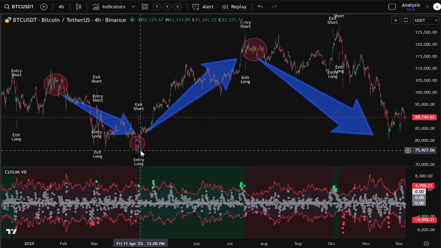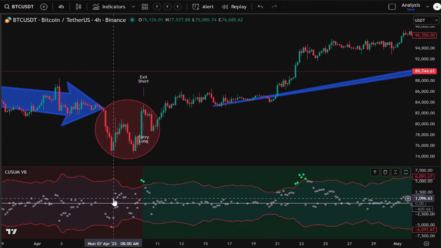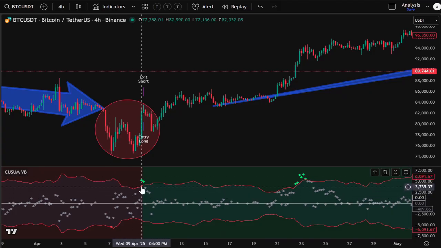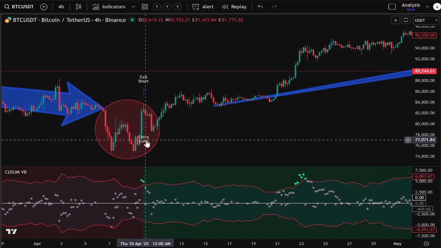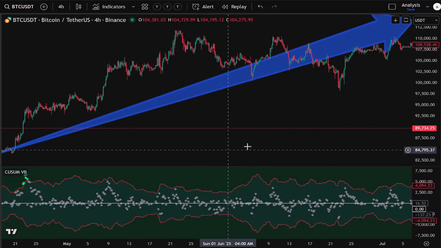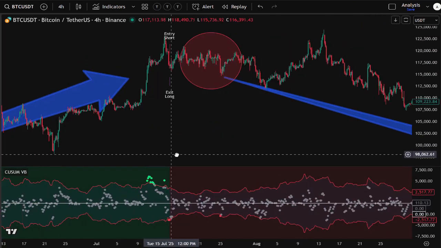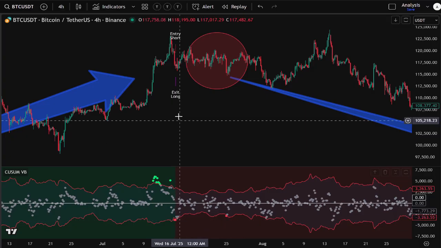You'll see we caught as cumulative price builds, it'll cross the upper control limit. You'll see the signal here turn green, and you'll see the marker to enter long, exit short. And then over here, you'll see the cumulative price build up till it crosses the lower control limit. So you'll see a red dot. That's the signal, and the marker to exit long and enter short.